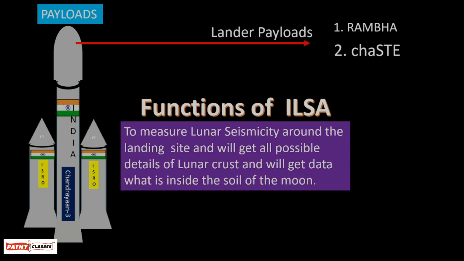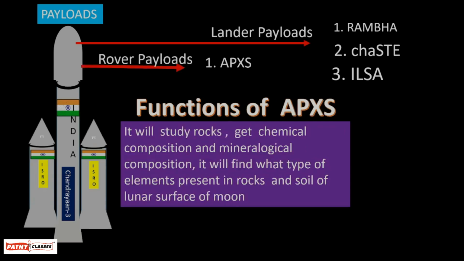Now the third lander payload is ILSA. Function of ILSA: to measure lunar seismicity around the landing site and get all possible details of the lunar crust and get data on what is inside the soil of the moon. The first payload of the rover is APXS. It will study rocks, get chemical composition and mineralogical composition. It will find what types of elements are present in the rocks and soil of the lunar surface of the moon.